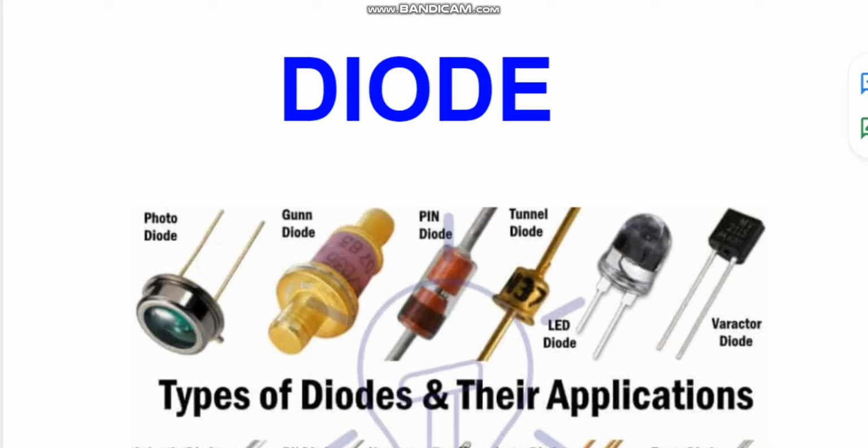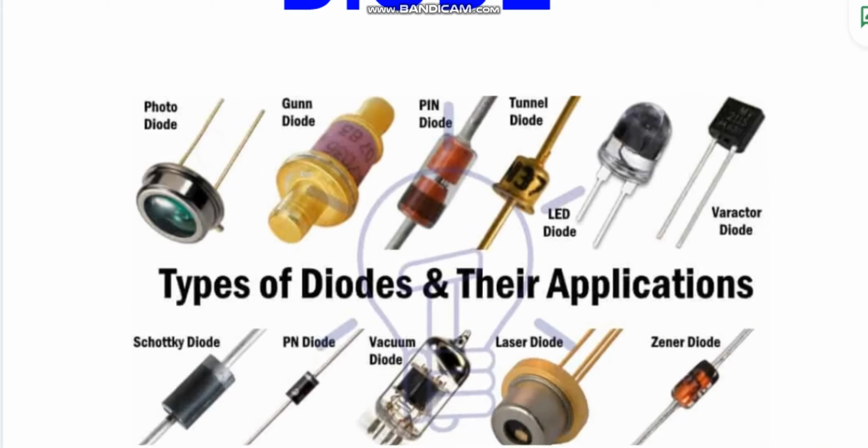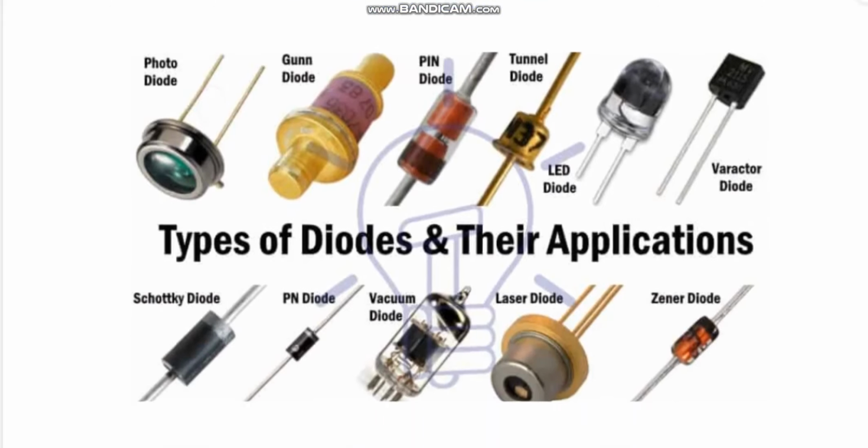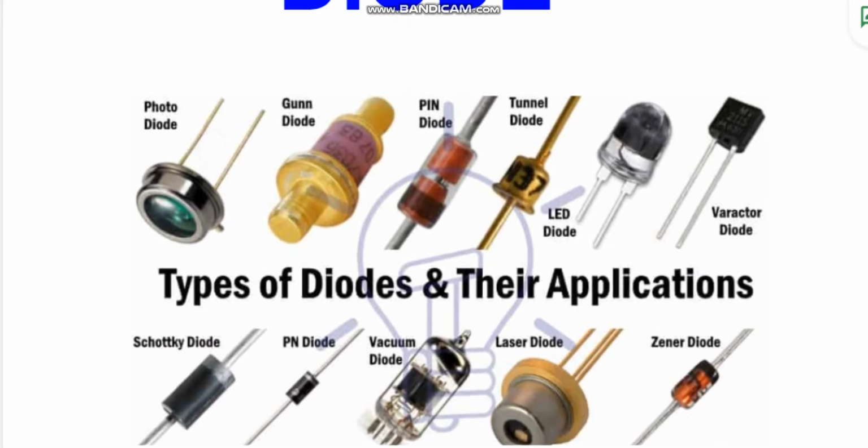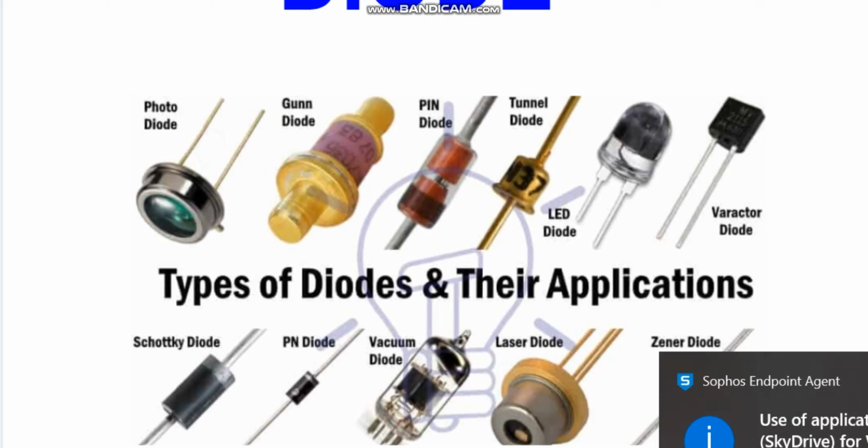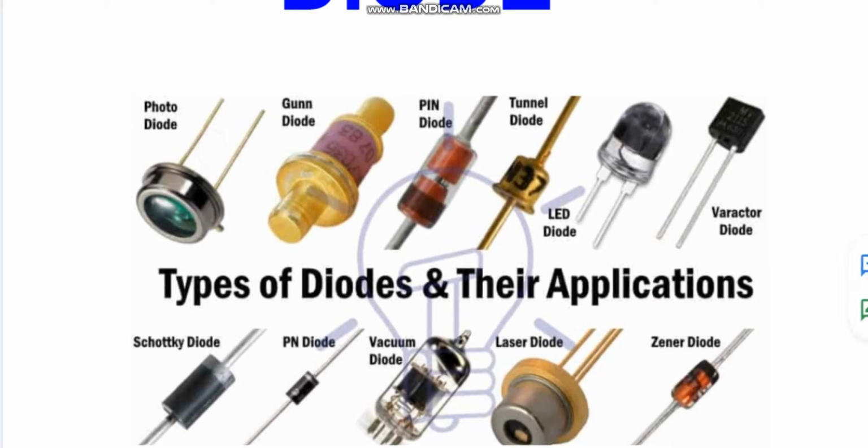In continuation of our series, today we will learn about diodes. So what is a diode? A diode is a semiconductor device that essentially acts as a one-way switch for current. It allows current to flow easily in one direction, but severely restricts current from flowing in the opposite direction.